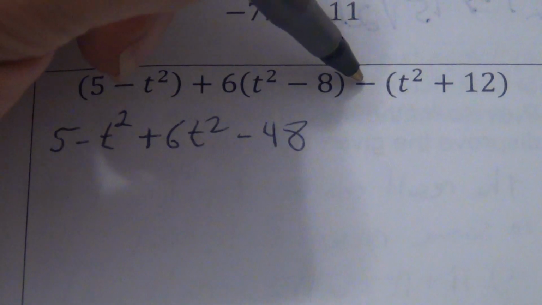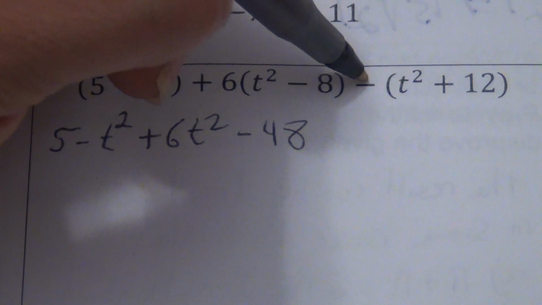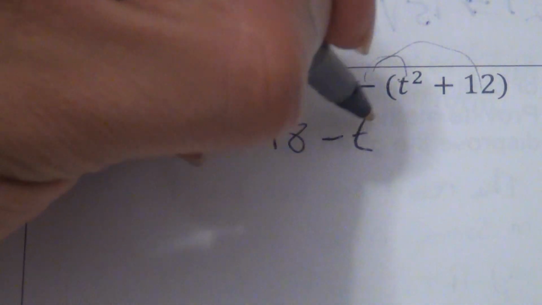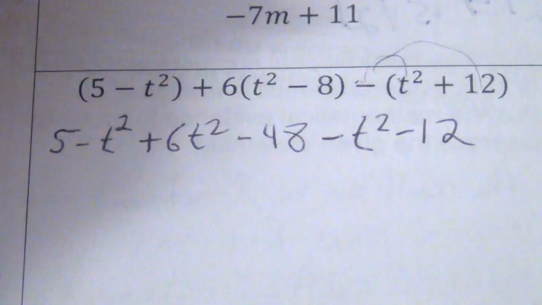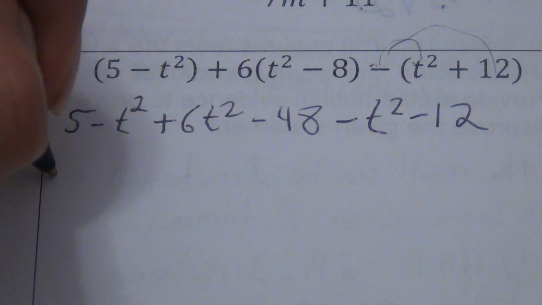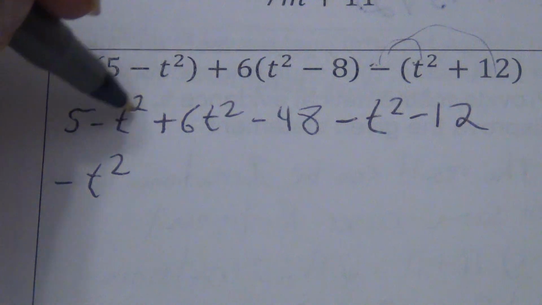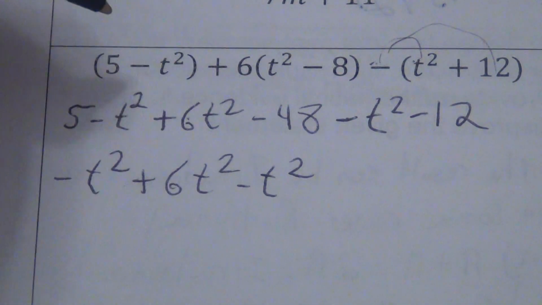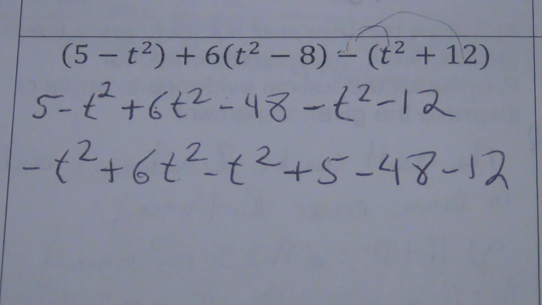And then here, look at negative and then the parentheses. That means I'm going to distribute the negative using the distributive property. So negative times t squared is negative t squared. Negative times 12 is negative 12. Now I'm going to use the commutative property to put like terms together. So I get negative t squared plus 6t squared minus t squared. And now the regular natural numbers: positive 5, negative 48, and then negative 12.